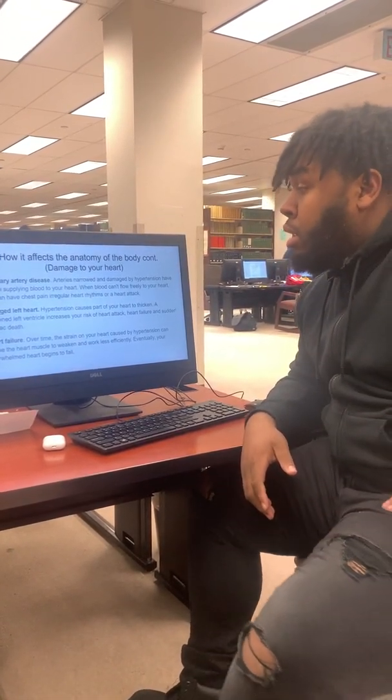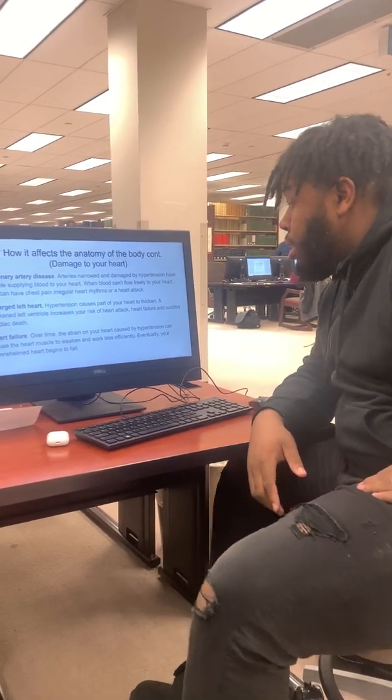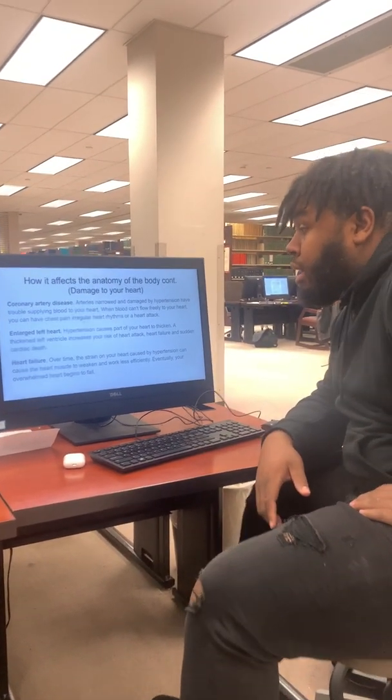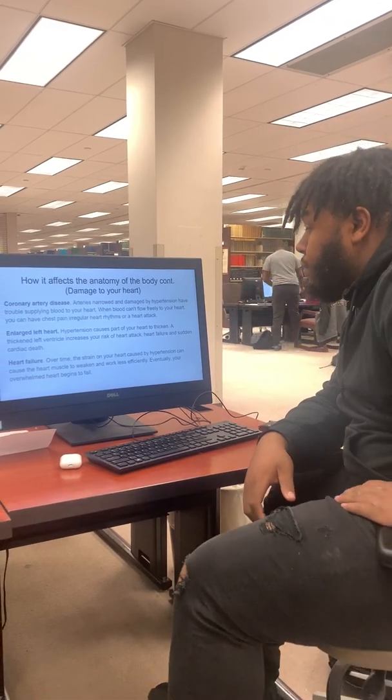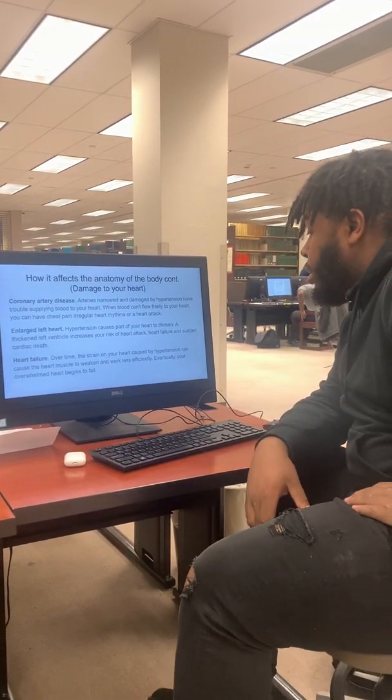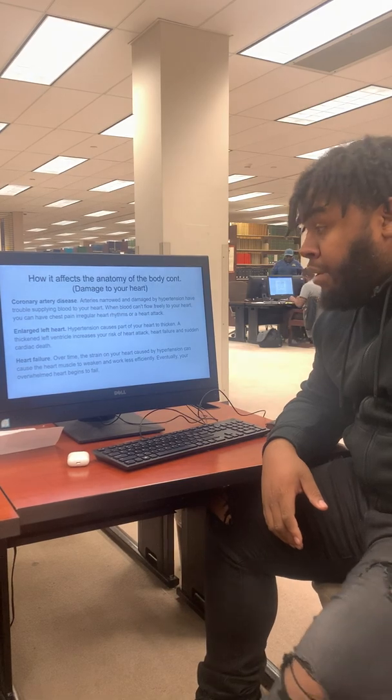You can have an enlarged left heart. Hypertension causes part of your heart to thicken. A thickened left ventricle increases your risk of a heart attack, heart failure, and sudden cardiac death.